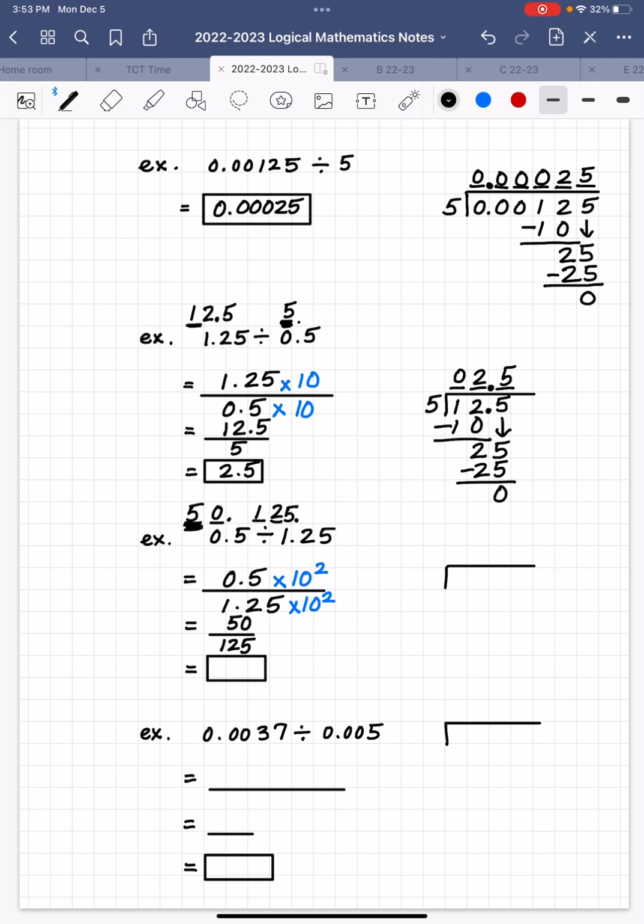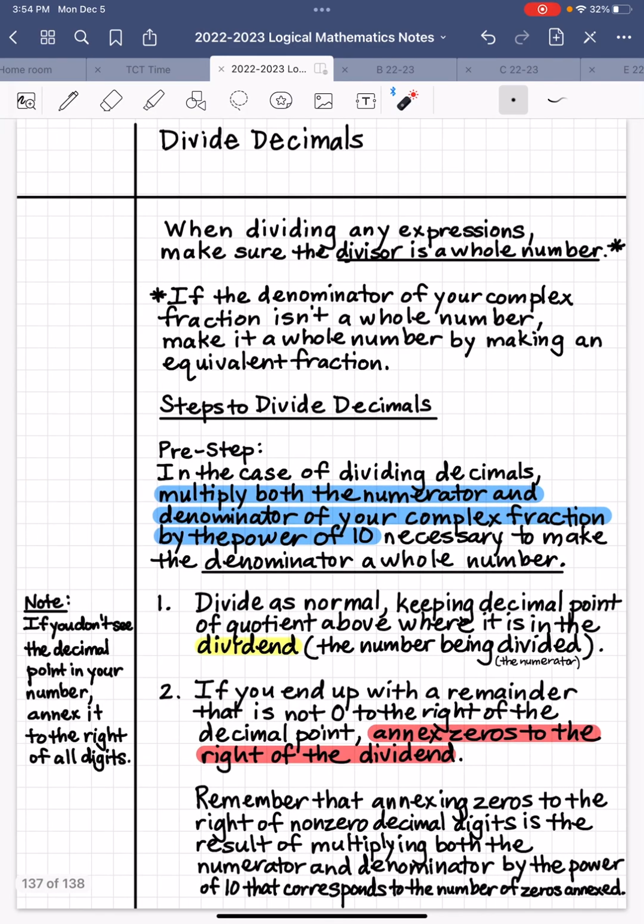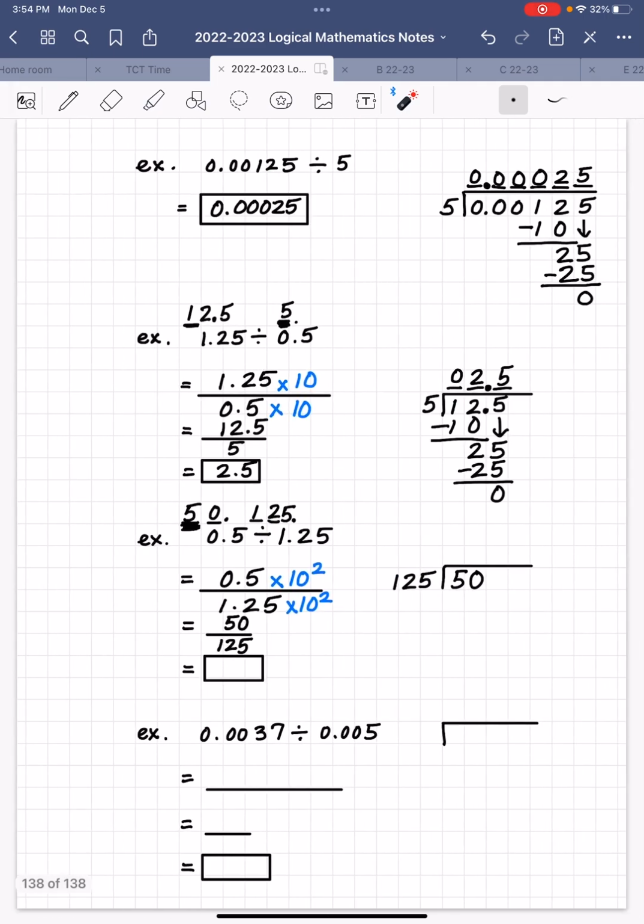All right? So 50 is going to go inside the division table. It's always the numerator, whether it's bigger or smaller, that goes inside the division table. And then on the outside, we're going to put the denominator, which is 125, what we're dividing by. Okay, I'm looking at my dividend, and I don't have a decimal point in there. Oh, but I remember from this page, it says if you don't see the decimal point in the number, you annex it to the right of all digits. So I'm going to annex a decimal point to the right of 50.